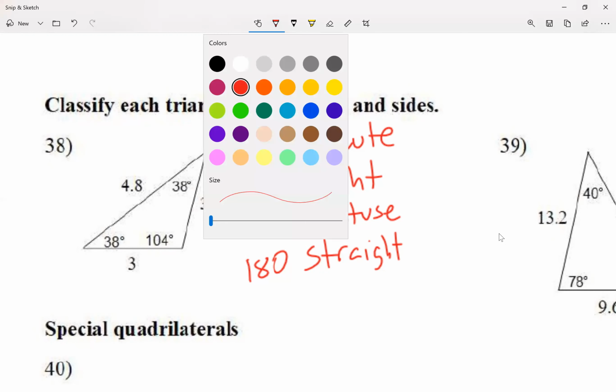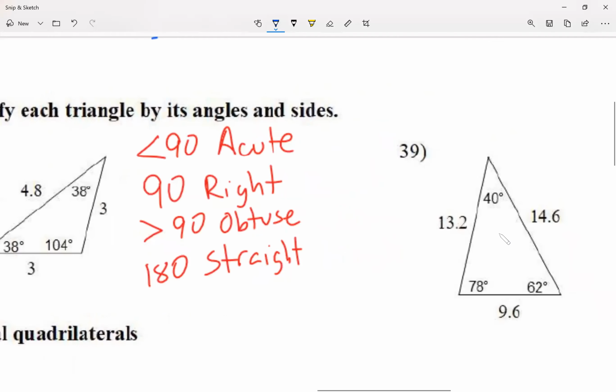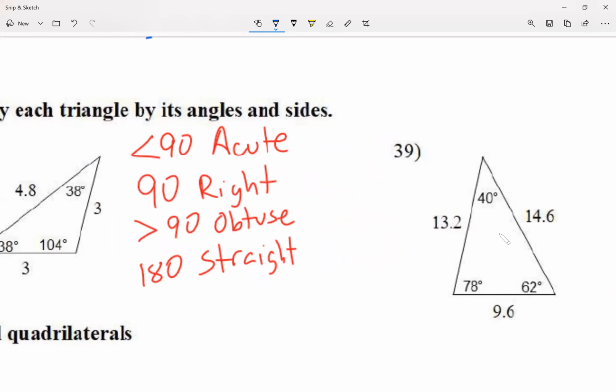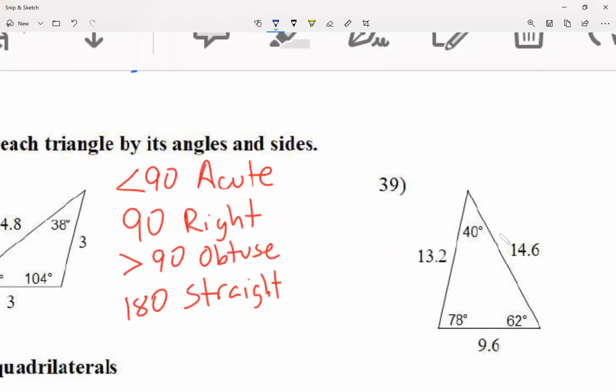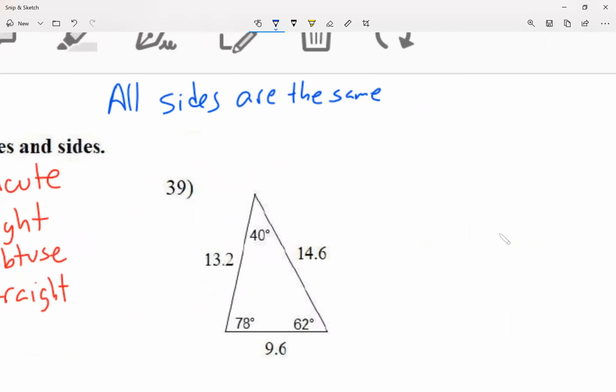Now, when it comes to sides, there's three names that we have based on the sides. If all the sides are the same, so let me just write up here, all sides are the same. So the measurement of all the sides is the same thing, we're going to call that equilateral. Equal sides, that's basically what it means.